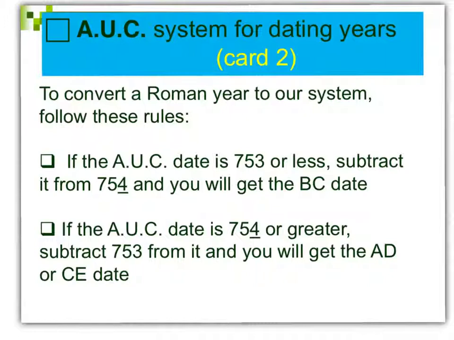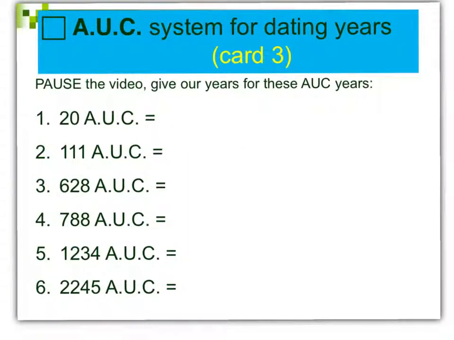To convert a Roman year, so an AUC year, to our system, follow these rules. If the AUC date is 753 or less, subtract it from 754, that's subtracting inclusively, and you will get the BC date. But if the AUC date is 754 or greater, subtract the number 753 from that date, and you will get our AD or CE date. Please pause the video and give our years for these AUC years.